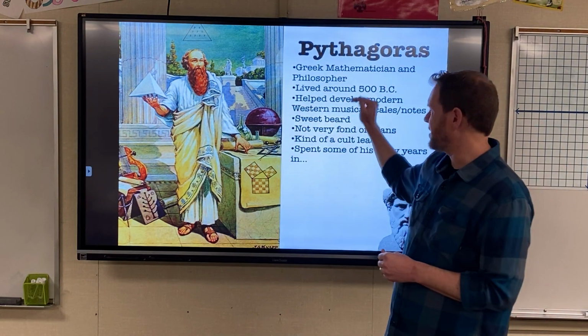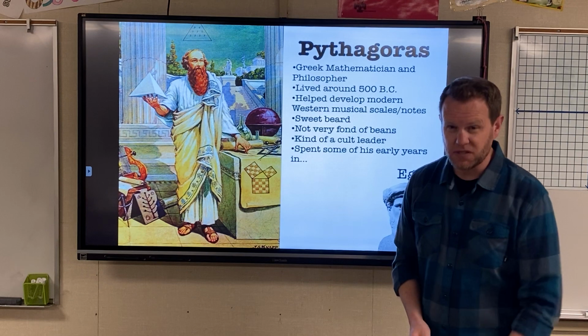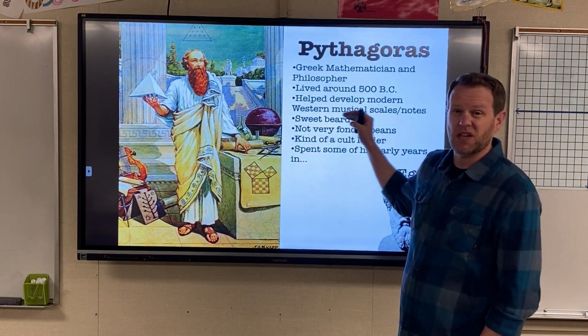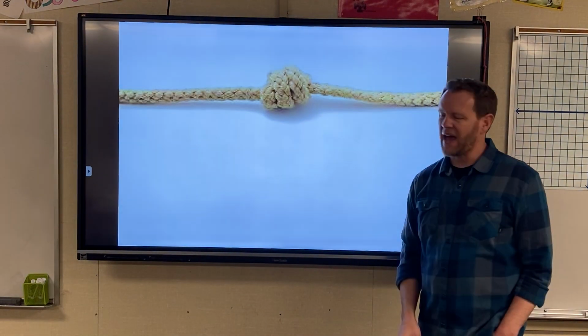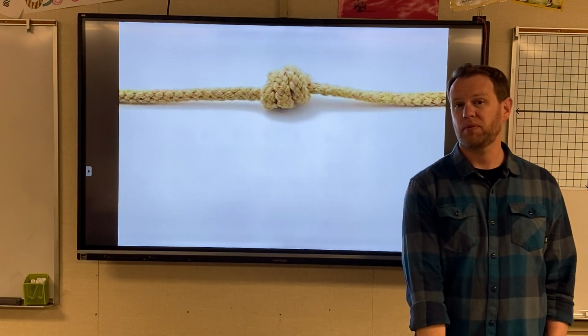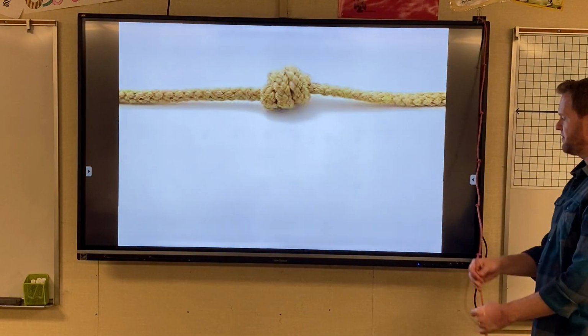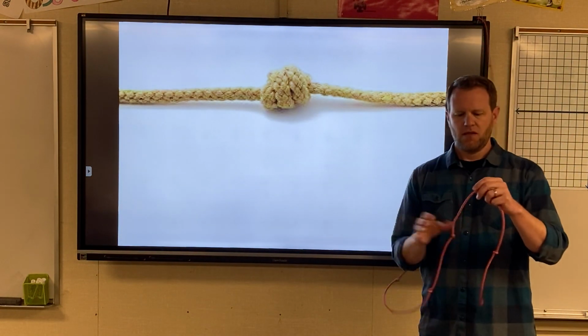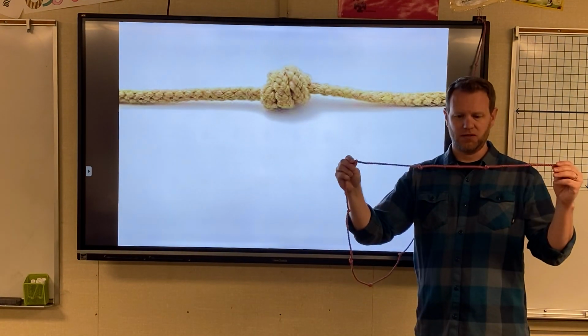This was a long time ago. Well, the tool that they used, and we think Pythagoras observed them doing this, and it got him real curious, was actually just a simple rope. And so I brought a rope today to show you how the Egyptians made 90-degree angles.